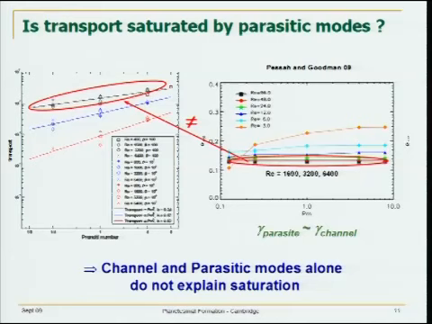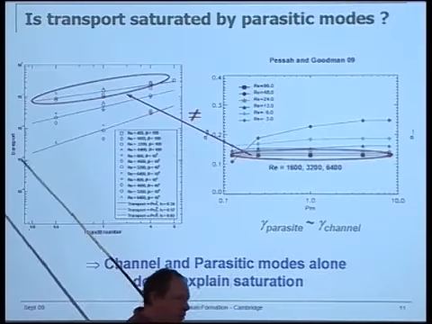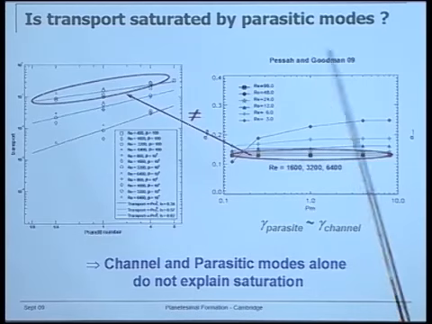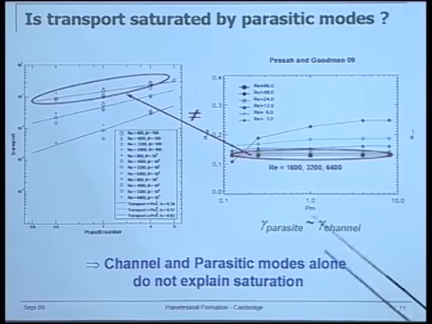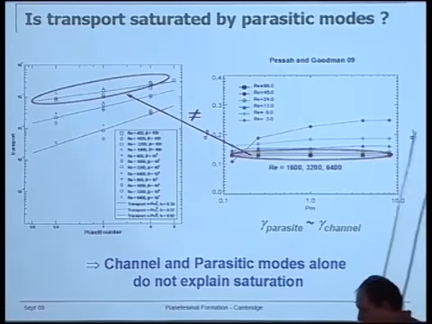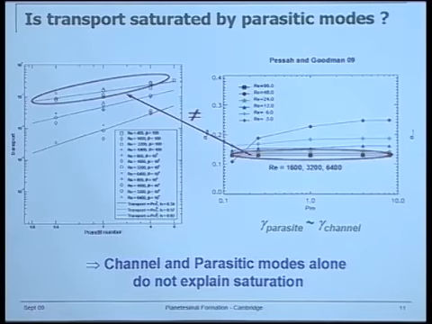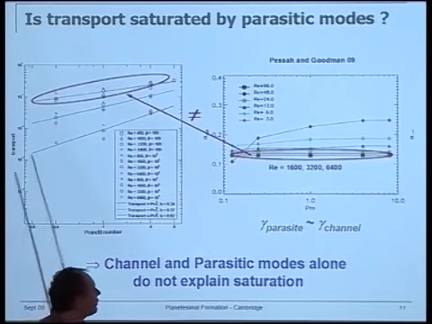Now, the next question is, is the transport saturation, the transport level that we observed, related to the existence of parasitic modes and the fact that parasitic modes might break up the channel mode? And this has been quantified, as I mentioned earlier, by Pessa and Goodman. They used a very simple criterion: the growth rate of the parasitic mode being equal to the growth rate of the channel mode is exactly where the channel mode produces the transport. So they look into this criterion, quantify the transport, and look if it depends on Prandtl number.